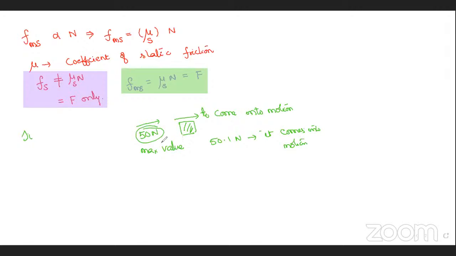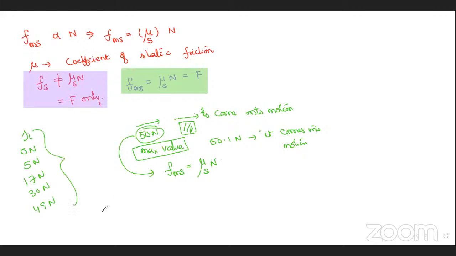So to keep the body at rest, this is the maximum value or not? To find out this maximum value, you can use the maximum value of static friction, mu s into n. But till you apply 50 newtons, I can apply 0 newtons, 5 newtons, 17 newtons, 30 newtons, 49 newtons. These are not the maximum values of static friction. They are just values below the maximum value of static friction.